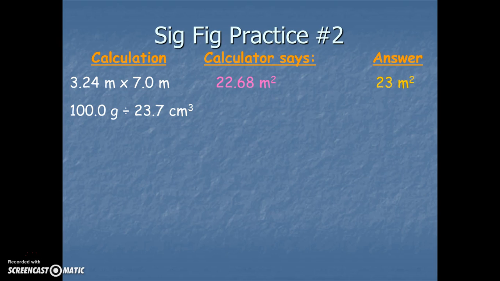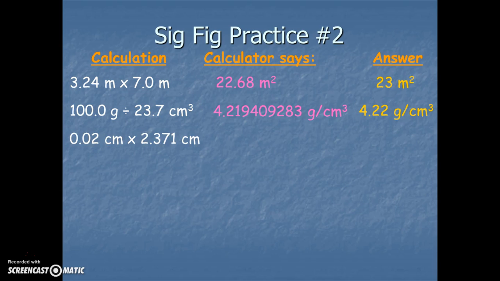Let's try this example. I'm going to give you a few seconds to put it into your calculator and write down the properly rounded answer. Here's what our calculator says. Now we need to round that to 3 significant figures. And there's what our answer should be, 4.22.